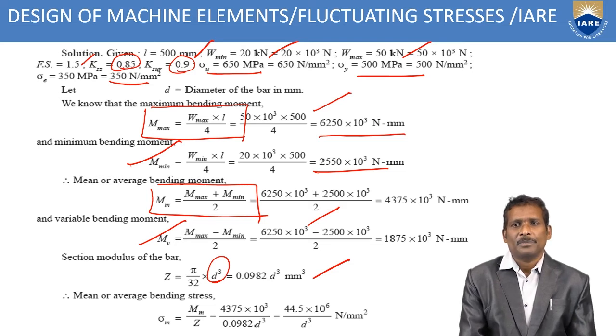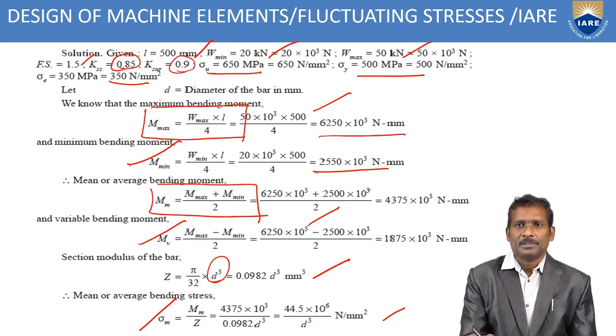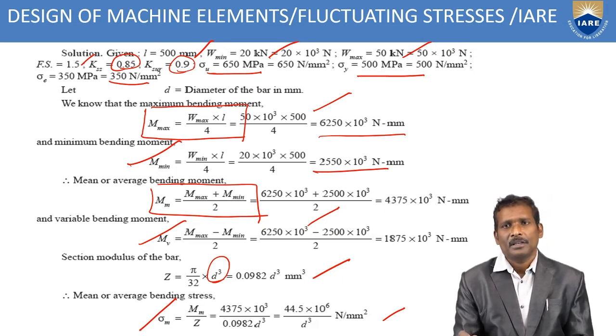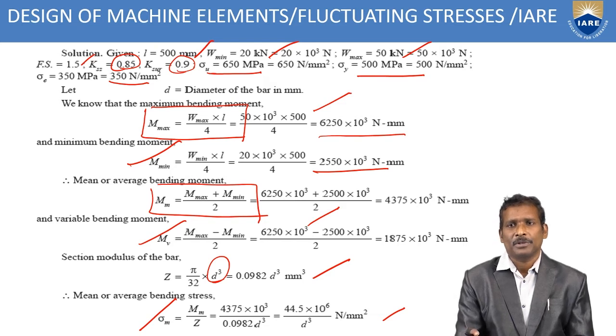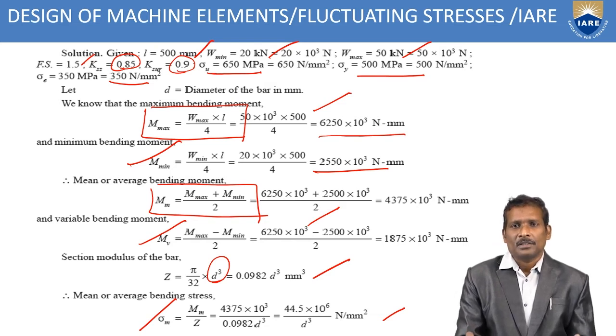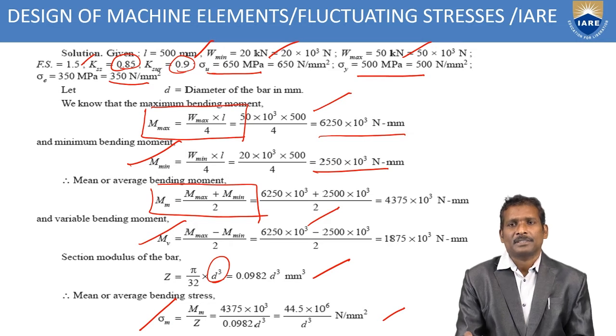The mean or average bending stress is the maximum bending moment divided by the section modulus value. So we will get the mean or average bending stress. See here, in the first step, we calculated the maximum bending moment and minimum bending moment, and also the variable bending moment only. So we have not calculated the average bending stress, or the mean bending stress.